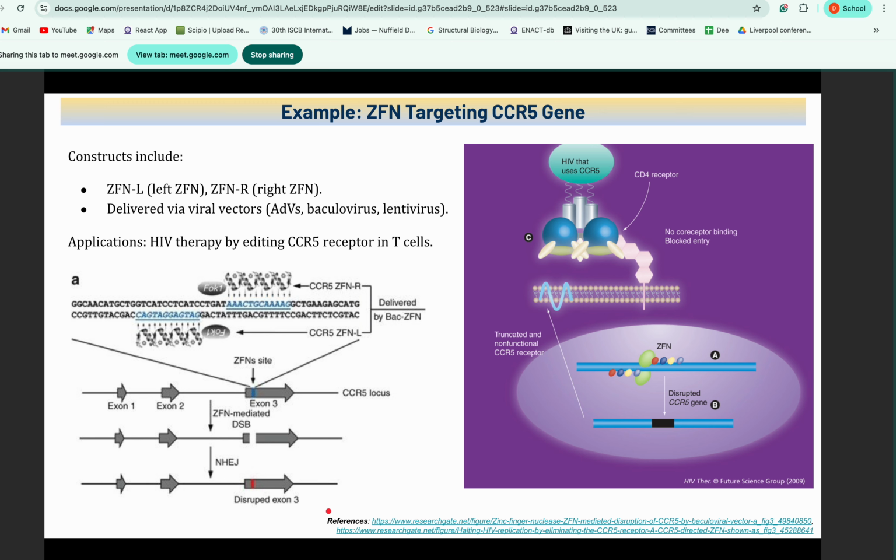So some of the sequence gets deleted, due to which there is disruption of this gene, so the protein cannot be synthesized. This CCR5 is responsible for generating a receptor, so that receptor will not be formed. HIV uses this CCR5 receptor to bind, so as soon as the receptor is not formed, HIV will not be able to bind, and ultimately we can protect ourselves against the HIV attack.